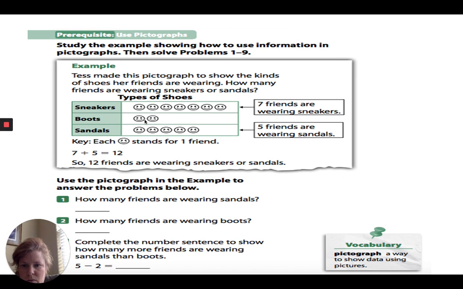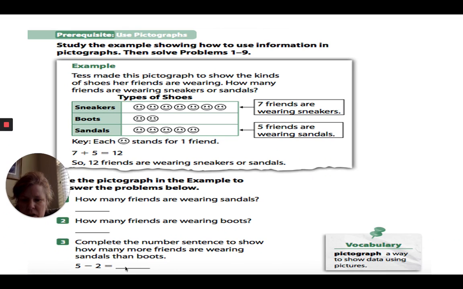Here's boots. 1, 2. 2. Then this one right here. Complete the number sentences to show how many more friends are wearing sandals than boots. Look at sandals. Look at boots. Subtract the smallest number from the biggest number. And you have what? What's 5 take away 2? 3. Here's your pictograph again. It's a way to show data using pictures.